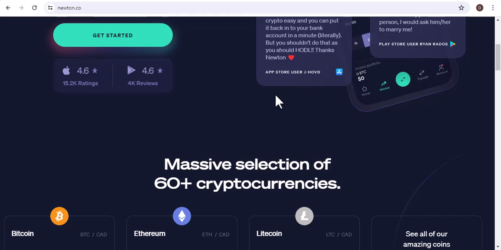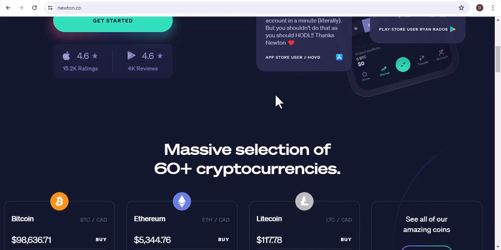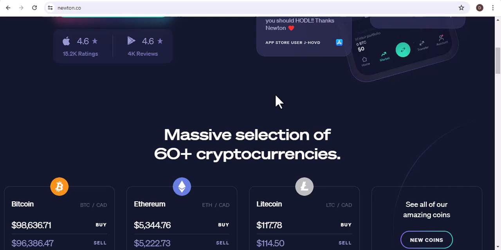The minimum transfer for Newton is 0.001 Newton. This is because Newton is designed to be a scalable and efficient cryptocurrency. You can send or receive Newton using a cryptocurrency exchange or a decentralized exchange. The fees for sending or receiving Newton are typically very low.